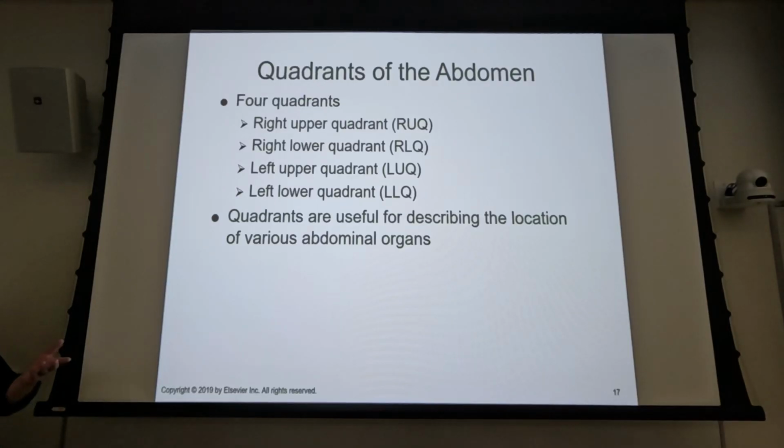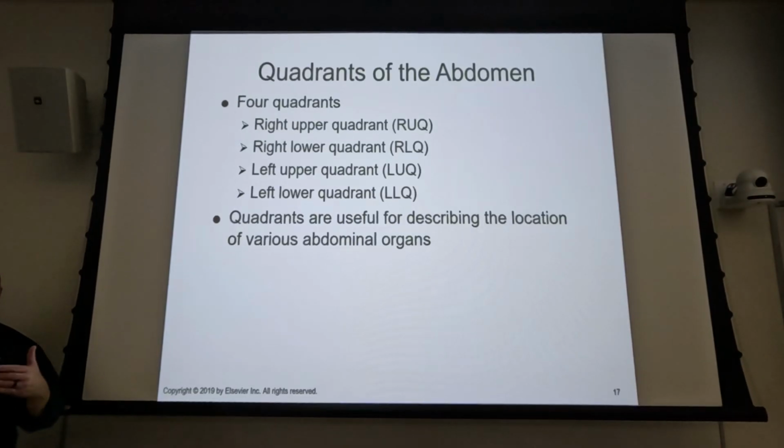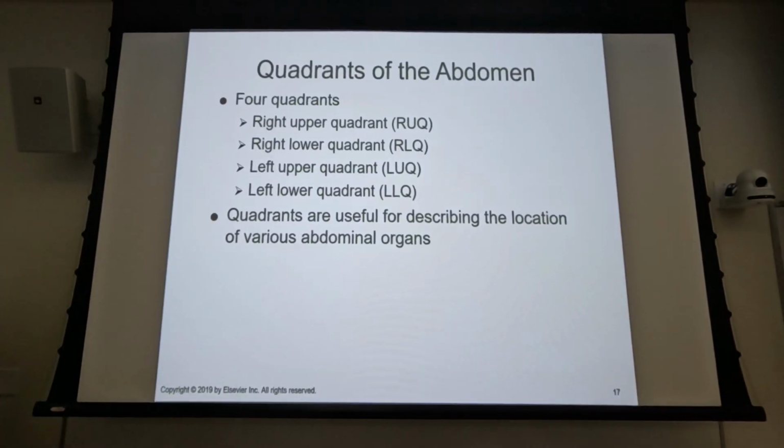So central ray location, unless I say apical, lordotic, apiaxial, I'll define what that is. Where is your central ray location for chest X-ray? T7, right.